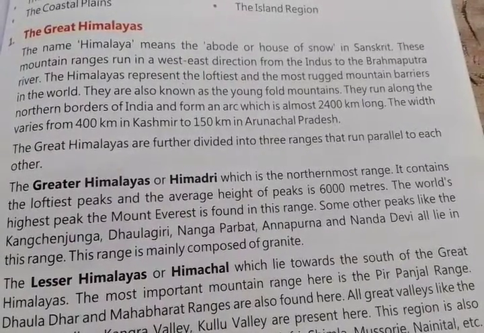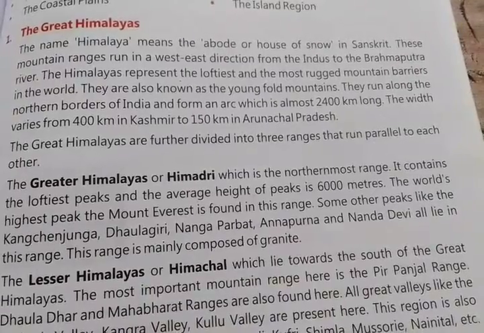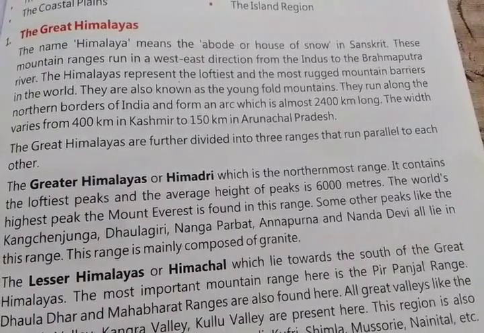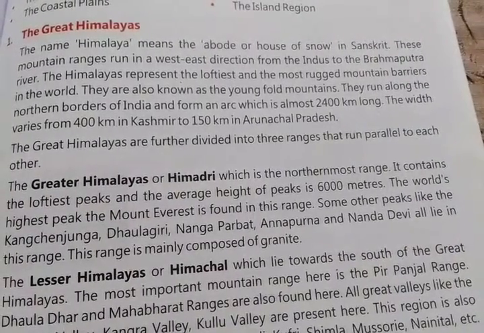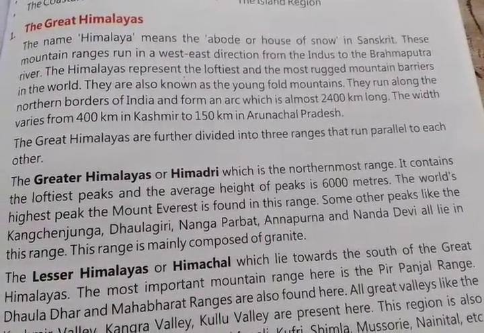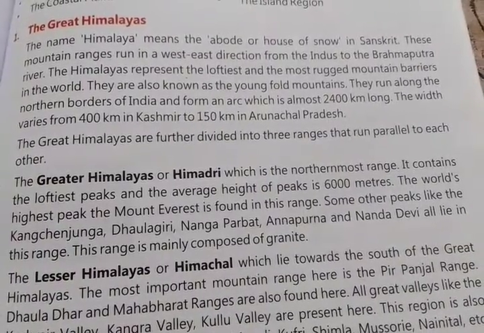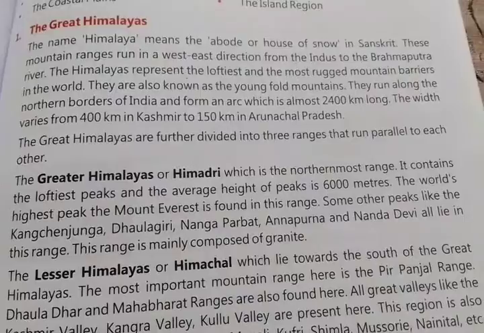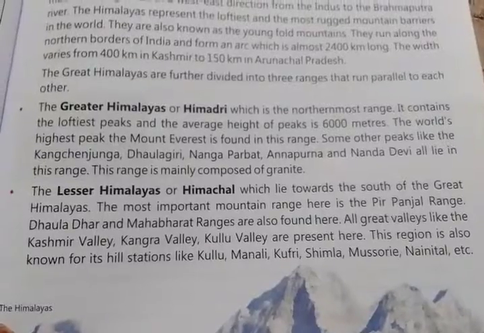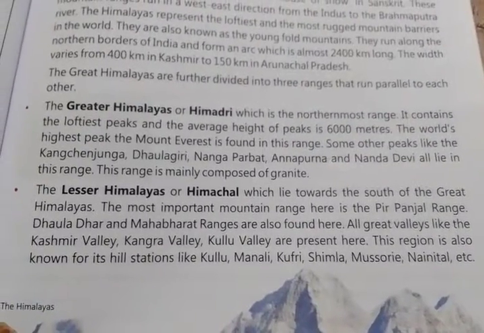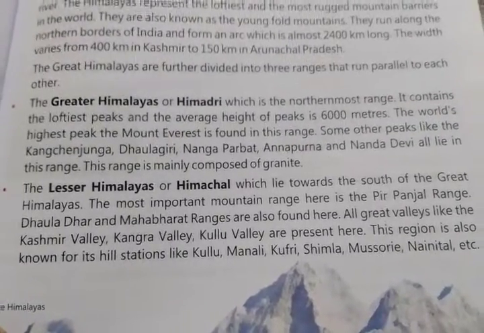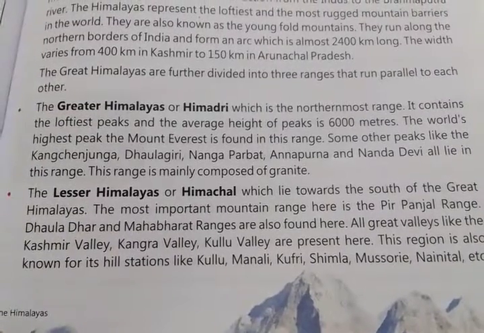Our Himalayas is a young fold mountain, and they run along the northern borders of India and form an arc which is almost 2,400 kilometers long, and the width varies from 400 kilometers in Kashmir to 150 kilometers in Arunachal Pradesh. The Great Himalayas are subdivided into 3 ranges that run parallel to each other.